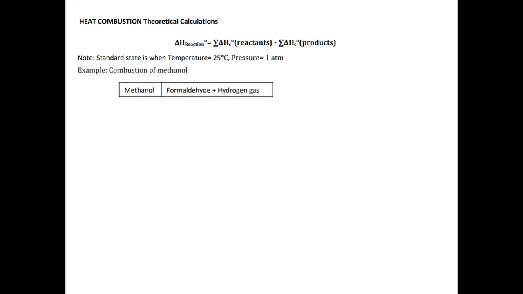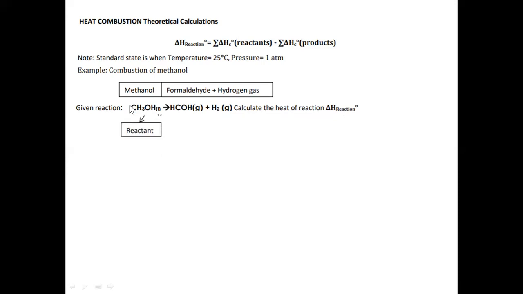Now let's proceed with our example for this topic, the combustion of methanol. Okay? So we have the decomposition of methanol. CH3OH decomposes into formaldehyde and hydrogen gas. This is formaldehyde, as used in preservatives and preservation of remains, plus hydrogen gas. Then we're going to calculate the heat of reaction, delta H R or H reaction. Now, if we're going to identify our compounds in this reaction, methanol is actually the reactant, and the decomposition of methanol forms the following products: formaldehyde and hydrogen gas.